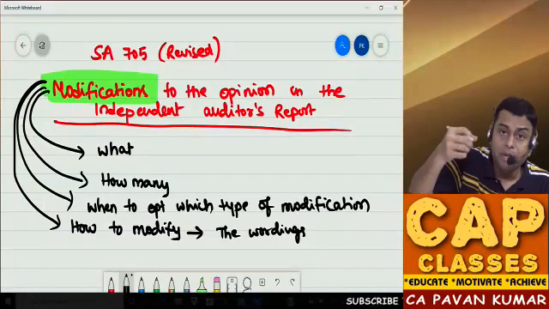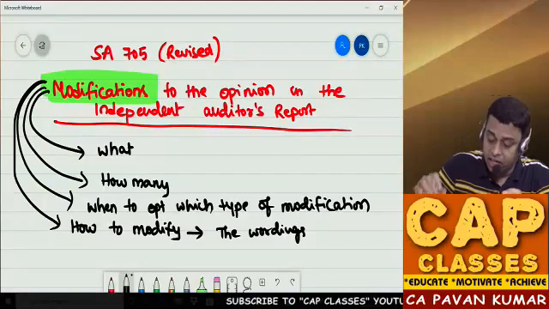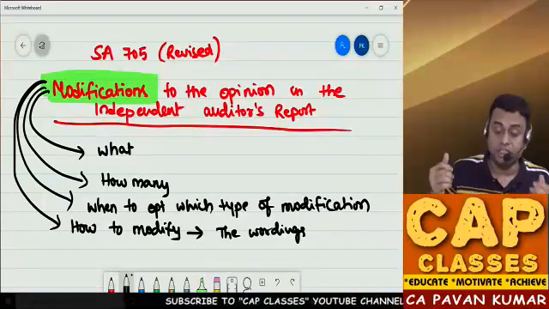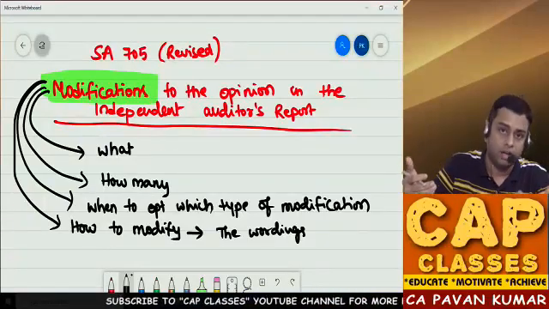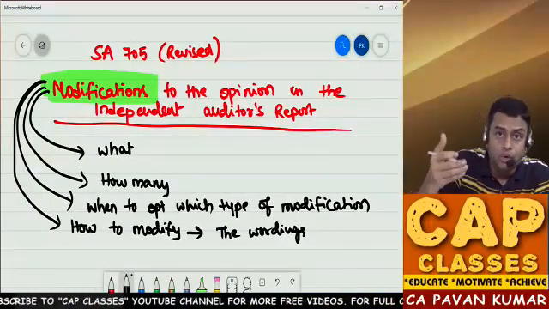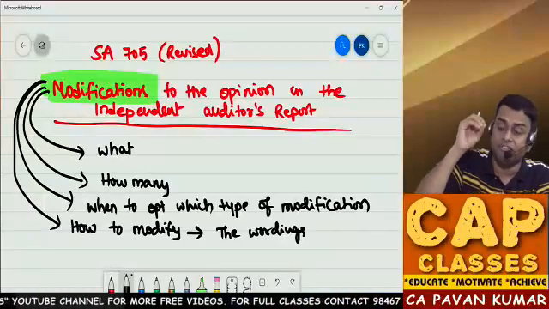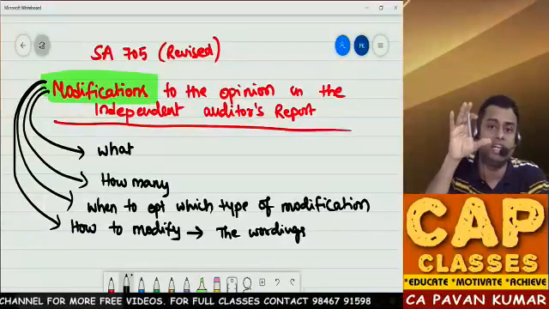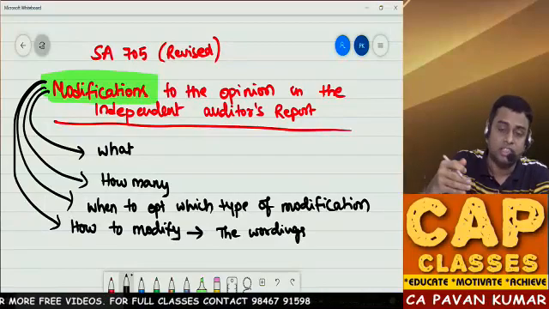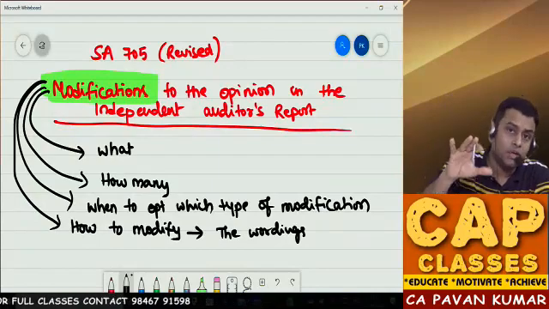What is the meaning of modification? How many types of modifications are there? When to opt for which type of modification? Say for example, there are three types of modifications. Which type of modification is to be used in a given situation? That is very important, and that is where your understanding of the standard comes into the picture. This is also tested in the examination.